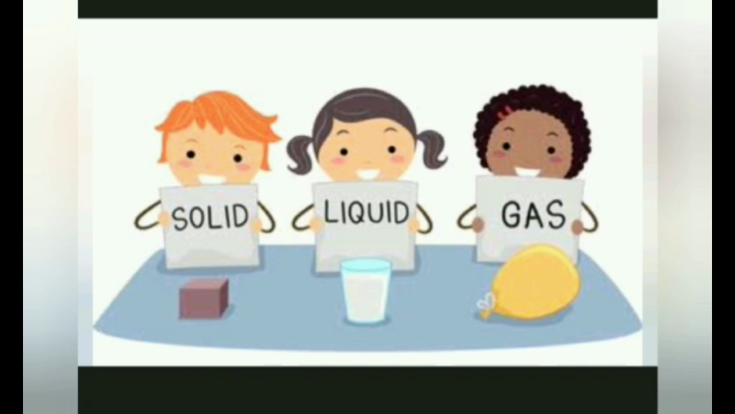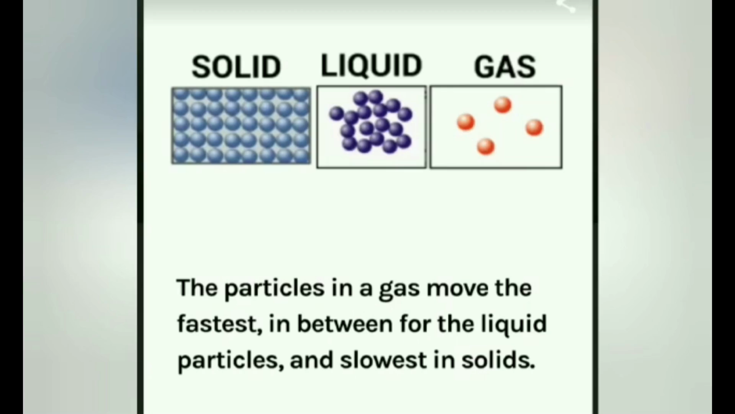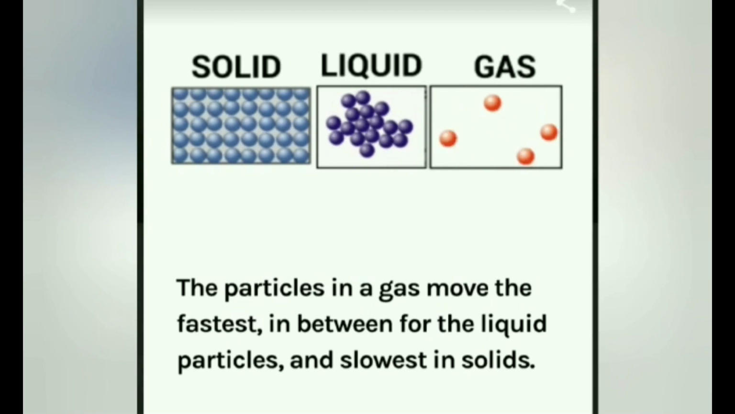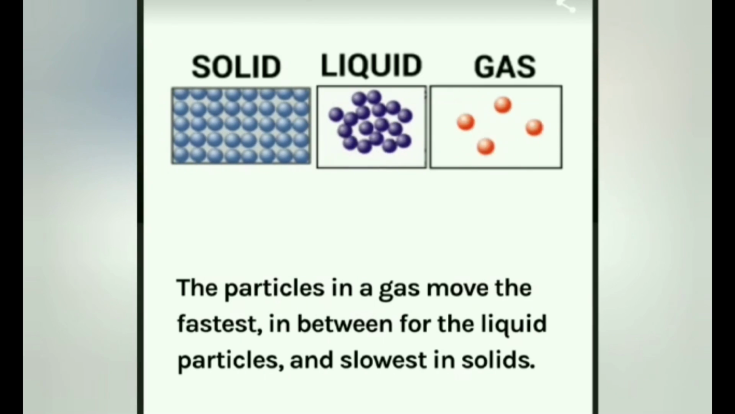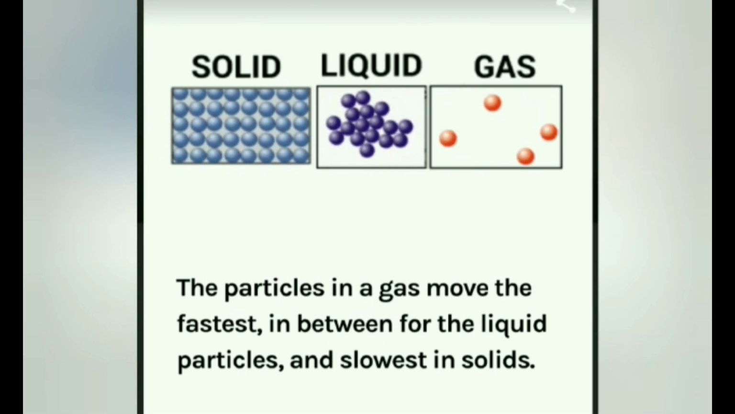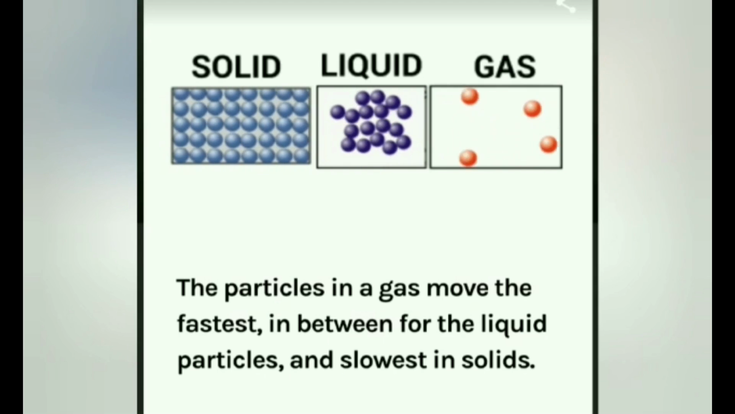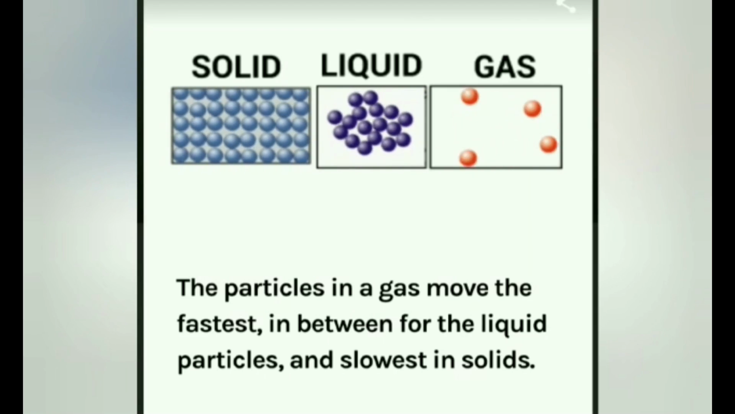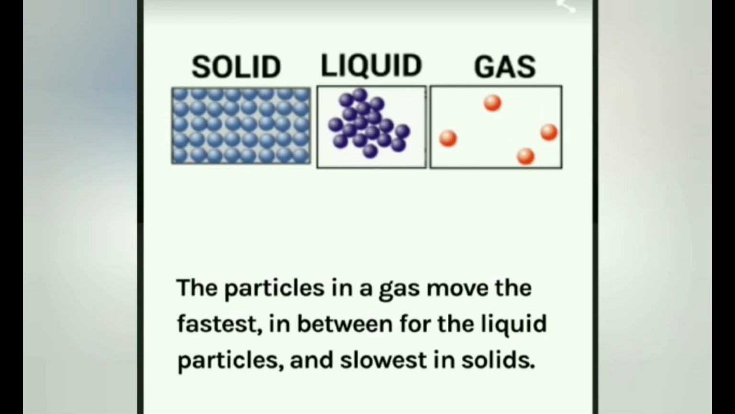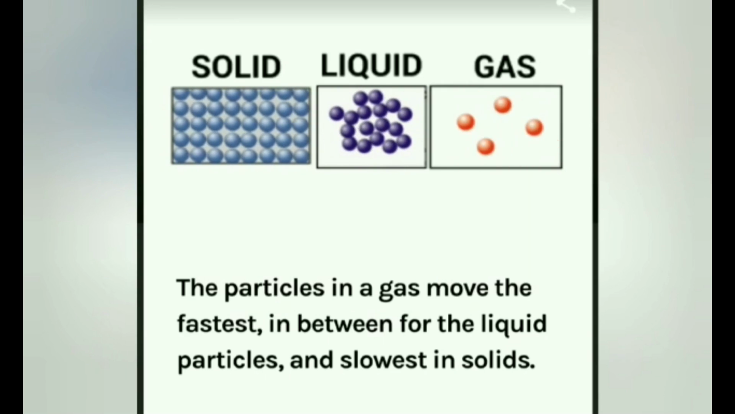Particles in solid. In solid, the particles are tightly packed with very little space between them. Example, stone. Particles in a liquid. Particles in liquids are arranged in a random or irregular way, and the space between the particles is greater than that in solids. Example, water. Particles in a gas. The particles in the gases are arranged far apart. They move freely. Example, air.